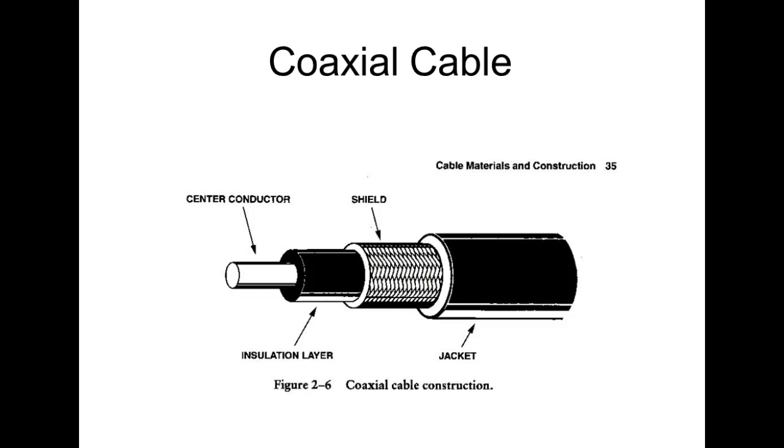You understand? So here's our two conductors. We have a center conductor, which can either be stranded or solid. Then we have an insulating layer, and then we have a shield, which is the second conductor. And then we have a jacket.